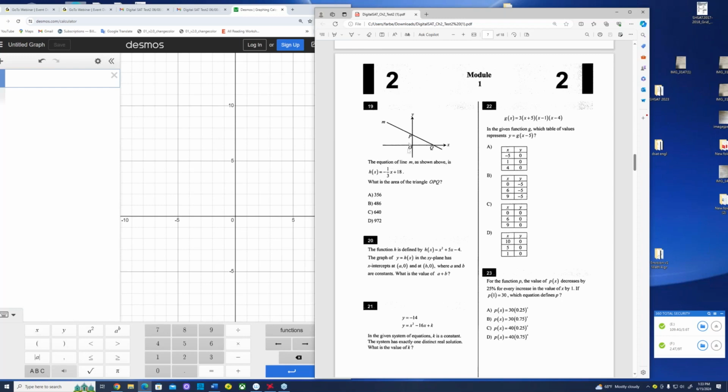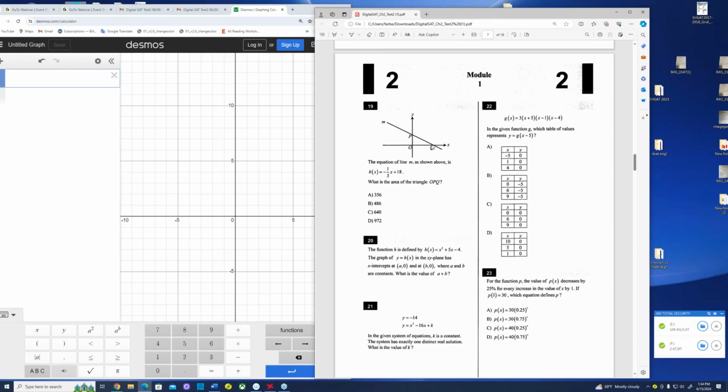So, equation of line, number 19. For number 19, you can solve also using Desmos. Without Desmos, you have to find this side when x equals 0, this is 18, and this side when y equals 0. Multiply this by this, divide by 2, area of triangle. But another way, you can type this equation in Desmos. In the graph, you see exactly this would be 18, and this another number. Multiply the two numbers.